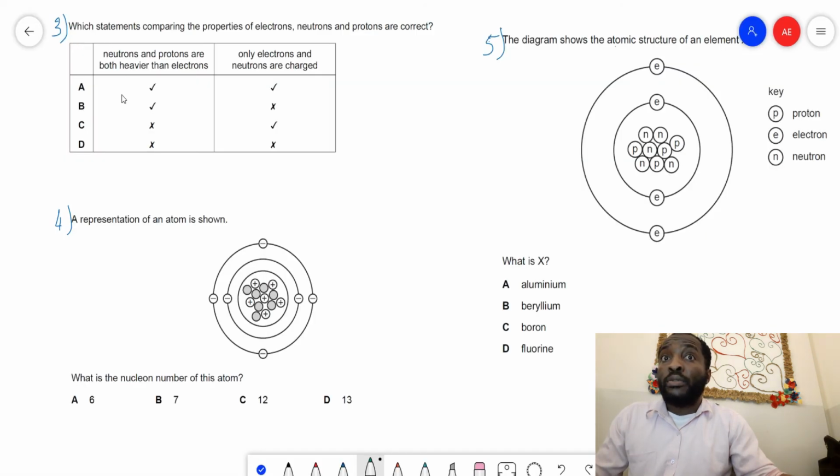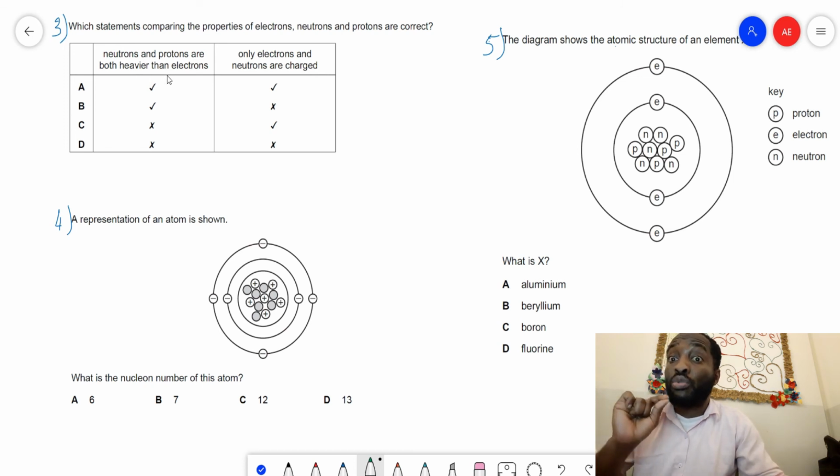Let's go to the next set of questions. The third question says, which statements comparing the properties of electrons, neutrons, and protons are correct? Now, one of the ways we can attack this question is to try to verify if the statement is true or false.